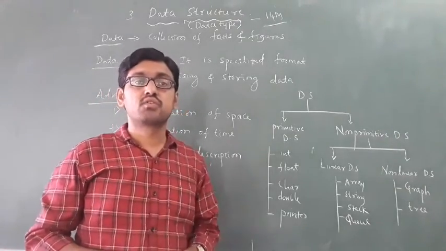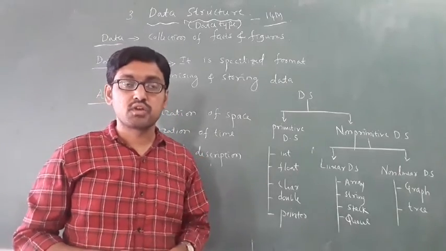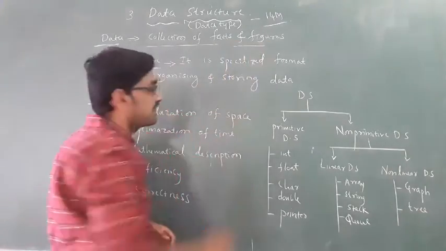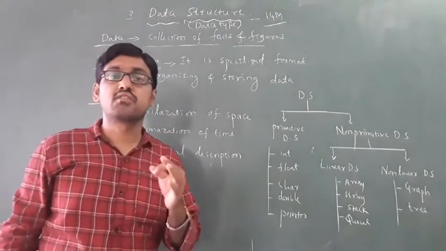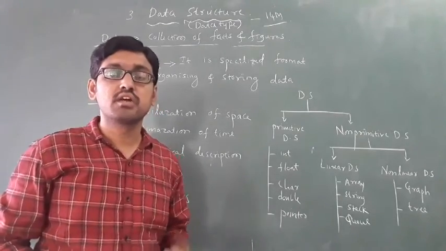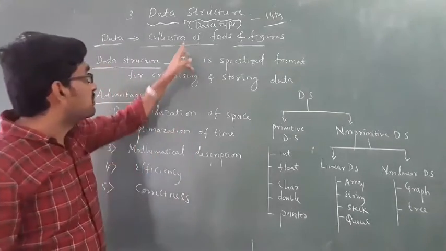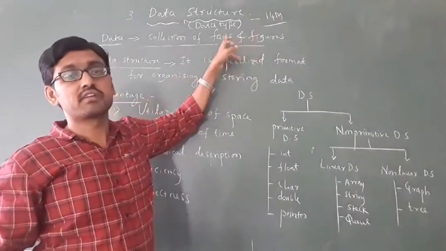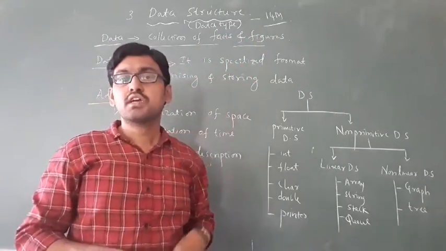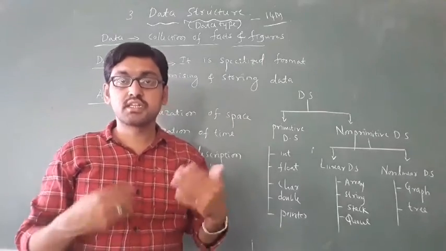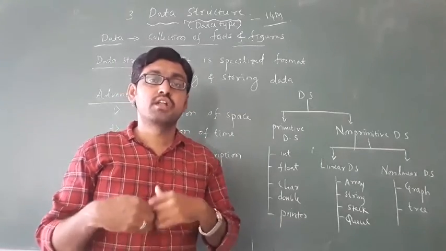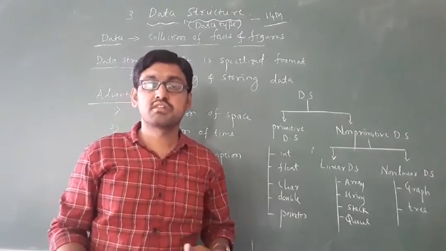First you have to remember what data is. Data means a collection of facts and figures. Whatever you enter into the computer is called data. Facts means characters and numbers. Figures means images. If you enter a character into the computer, that is called data. If you enter any numbers, that is data. If you insert any images, that is data.